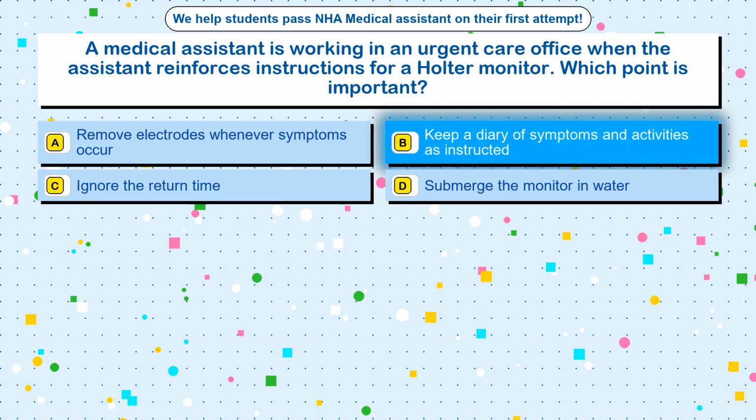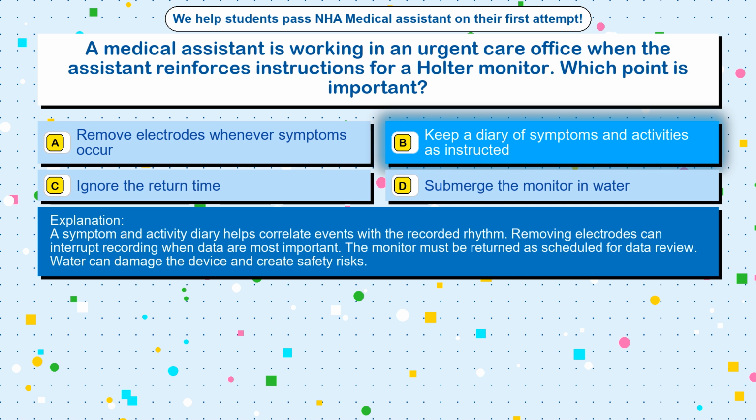The correct answer is option B. Keep a diary of symptoms and activities as instructed. A symptom and activity diary helps correlate events with the recorded rhythm. Removing electrodes can interrupt recording when data are most important. The monitor must be returned as scheduled for data review. Water can damage the device and create safety risks.